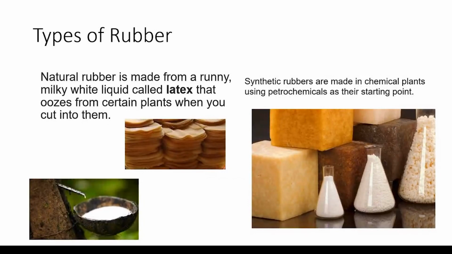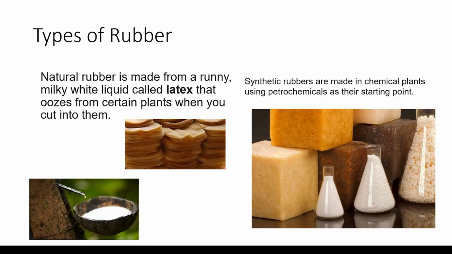Next slide. There are two types of rubber: natural rubber and synthetic rubber. Natural rubber is made from a runny, milky white liquid called latex. Latex is a whitish milky fluid containing proteins, starch, alkaloids, and etc. that is produced by many plants. In some plants, it is called rubber.